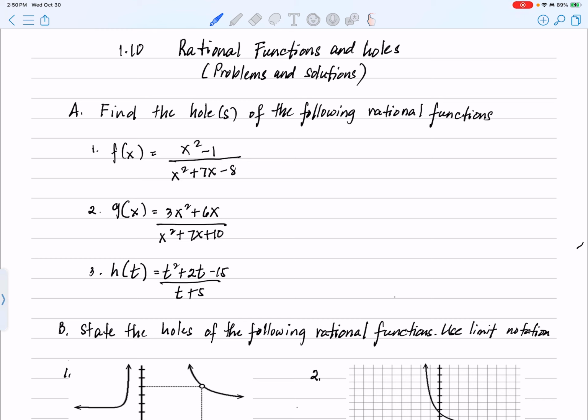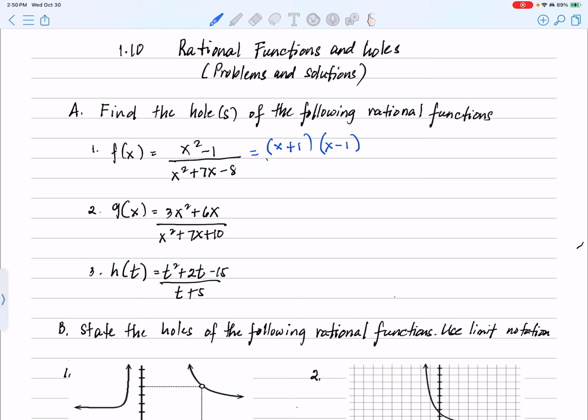Question 1. f of x is equal to x squared minus 1 over x squared plus 7x minus 8. In order to find the hole of the function, we have to factor the numerator and the denominator. So in this case, we have x squared minus 1. This is the difference of two squares, so this will be x plus 1 times x minus 1.